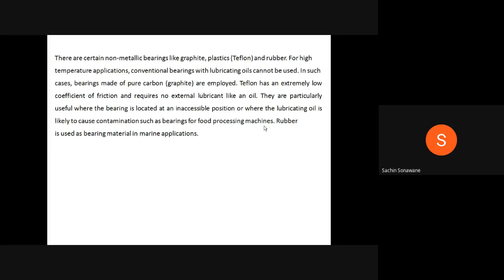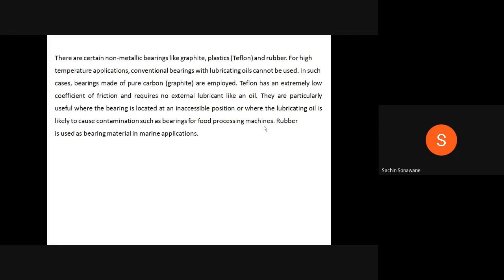There are certain non-metallic bearings like graphite, plastics, and rubber. For high temperature applications, conventional bearings with lubricating oils cannot be used. In such cases, bearings made of pure carbon, graphite are employed.